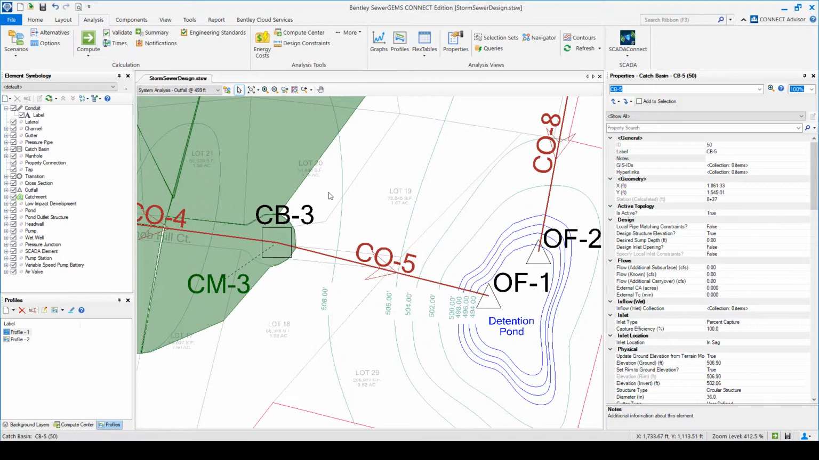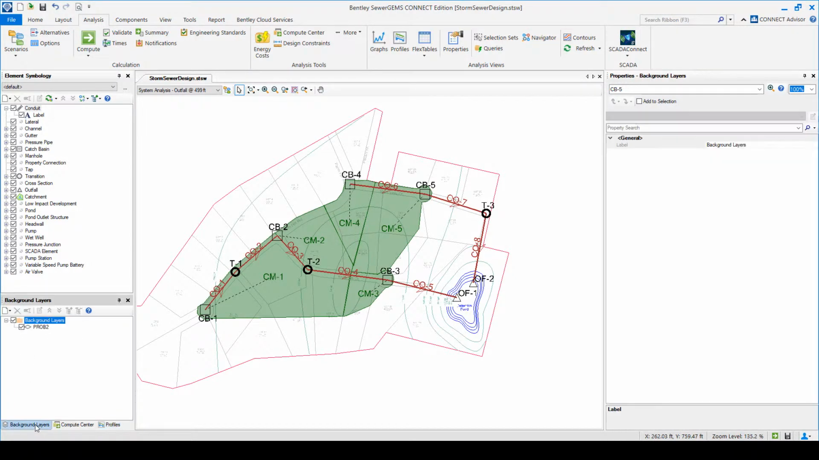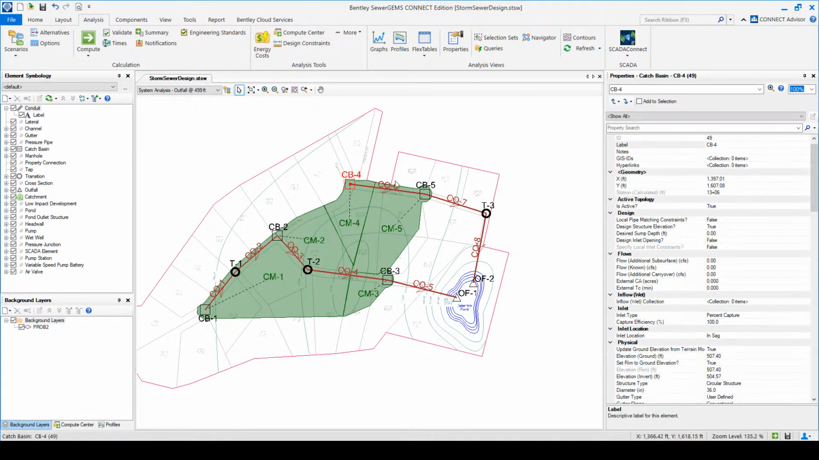So first we'll go over what we did in this workshop. We were provided a background, and based on that background, we laid the network with catch basins, transition elements, and pipes. And notice that for our inlets, we set them to be 100% capture in sag inlets so that we didn't really have to say what type of inlet it is.